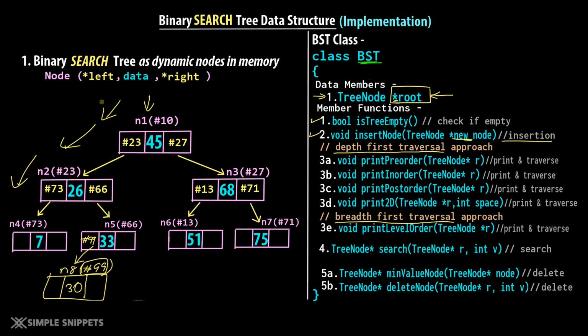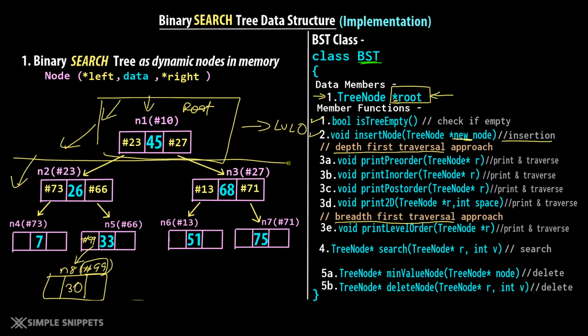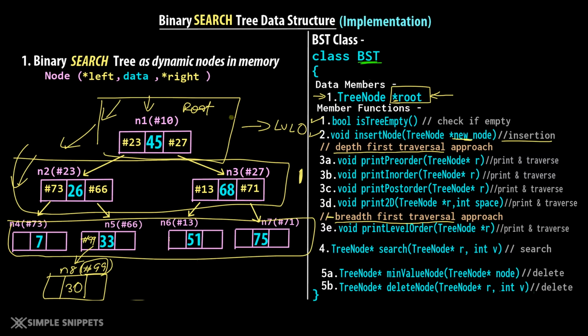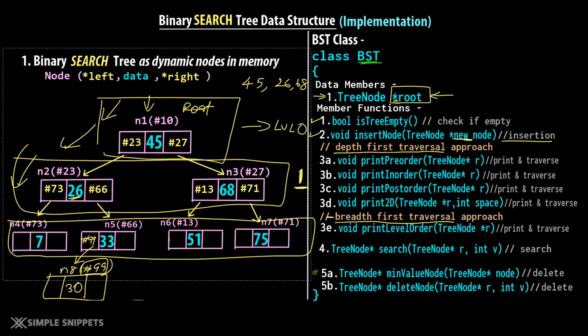I hope you know what are levels. So this is the first level, or you can say level 0, where the root node is level 0. Then on level 1 we have 2 nodes, right? So this is level 1 and this is level 2. So in breadth first approach, what will happen? The values at level 0 will be printed. So 45 will be printed first. Then the values at level 1, what are the values at level 1? 26 and 68. So 26 and 68 will be printed. Then the values at level 2 will be printed, which is 7, 33, 51 and 75, and so on and so forth. So that is what is breadth first approach.